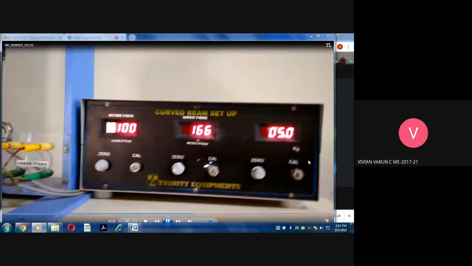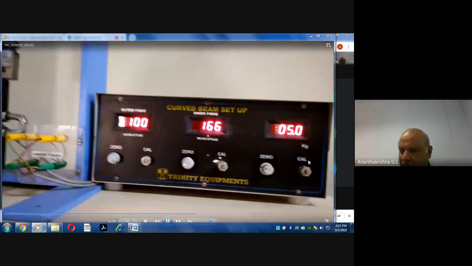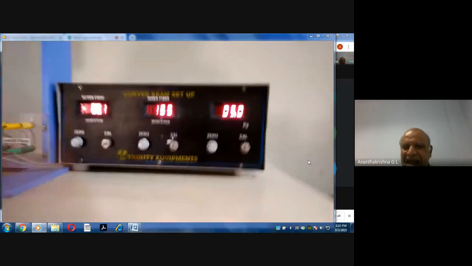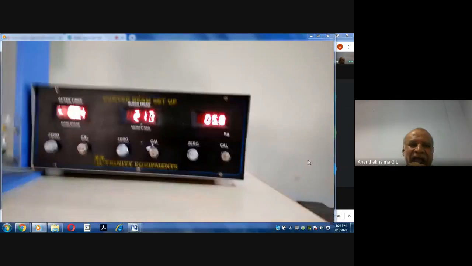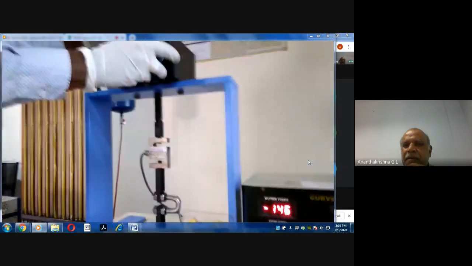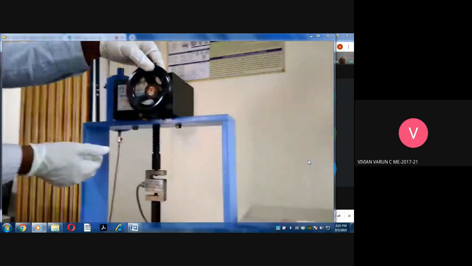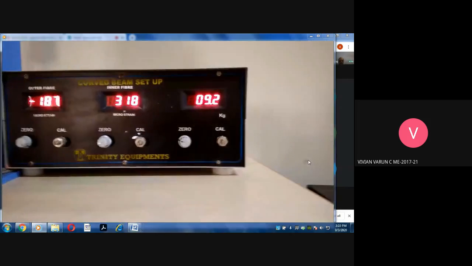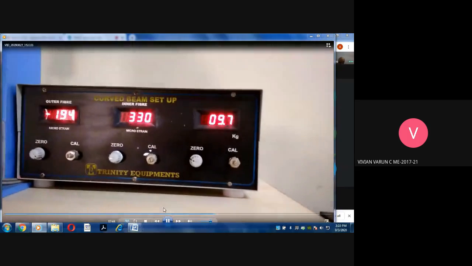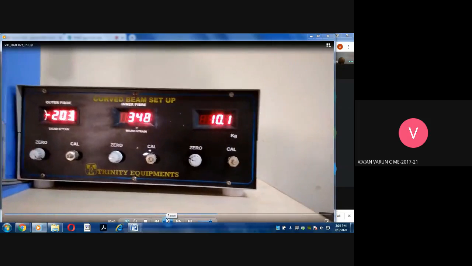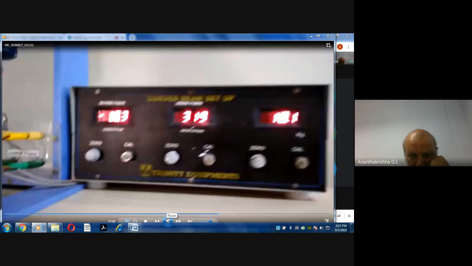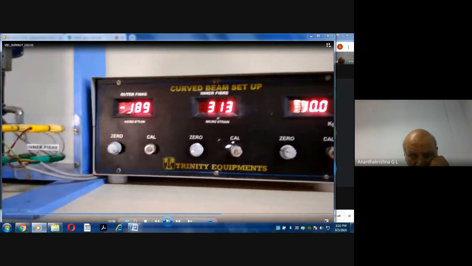Now note down those readings. Then go to 10 kgs. Keep increasing the load slowly through the wheel until it reaches 10 kgs. Now note down the micro strain.